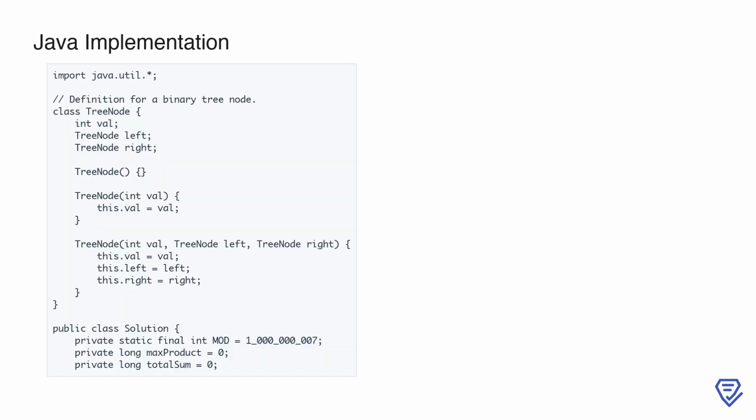Here, we begin by defining the structure of a binary tree node with the TreeNode class. This class includes fields for the node's value, as well as references to its left and right child nodes.